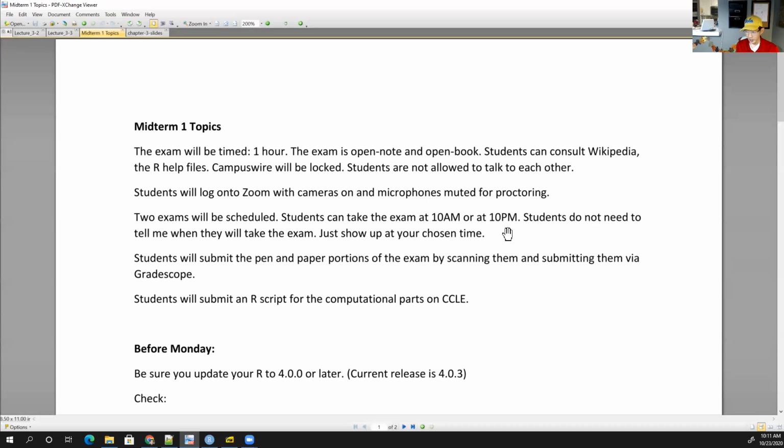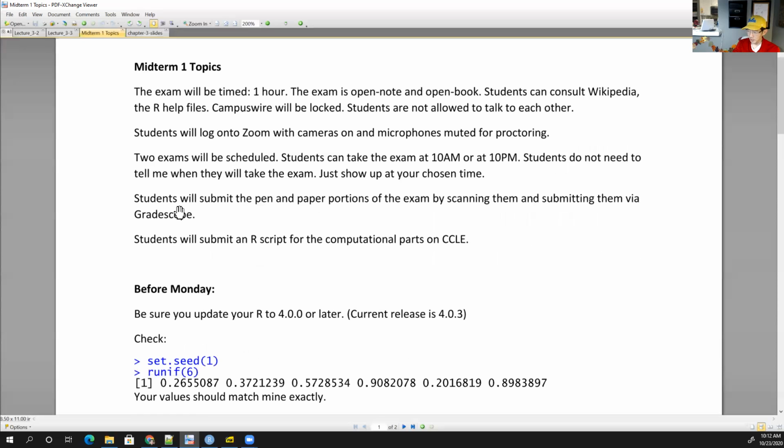And the R script, you will upload your R script file directly to CCLE, or I think Gradescope allows people to submit code files as well. I'm not sure. I have to look at what Gradescope offers in terms of uploading code. But anyway, definitely you'll do the pen and paper part on Gradescope, and the other part I'll figure out. Okay.